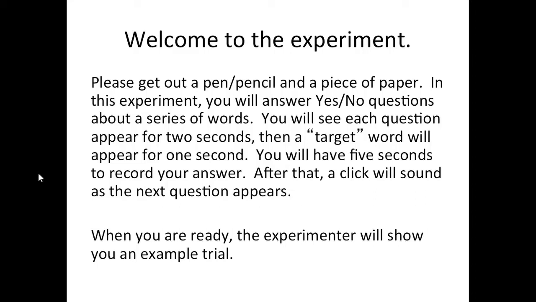So in this experiment, you're going to need a pen and paper to start. You're going to answer a bunch of yes-no questions about a series of words. You don't have to number these, but you will just write yes and no on your sheet of paper. You'll see each question for about 2 seconds. A target word will appear for 1 second, and then you'll have 5 seconds to write your answer. You'll get a click sound as the next question appears, so you know to look up.